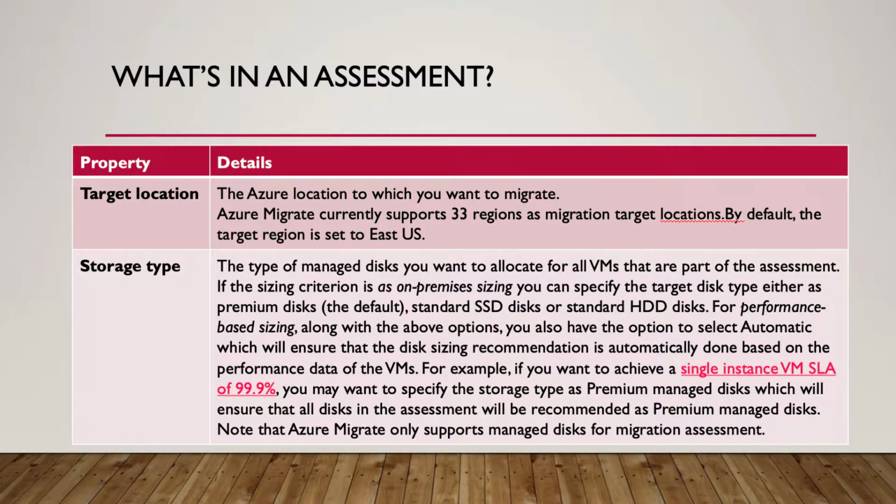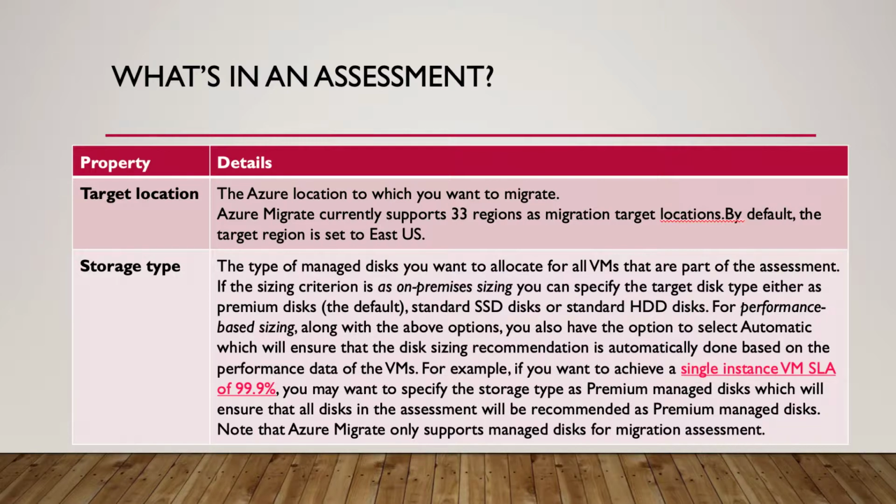In the couple of slides coming from now on, we will look at the properties and talk about the details that each property entails. The first is the target location. The Azure location to which you want to migrate is your target location. Azure Migrate currently supports 33 regions as migration targets. By default, the target region is set to East US. Remember that this information could be changed at any given time.